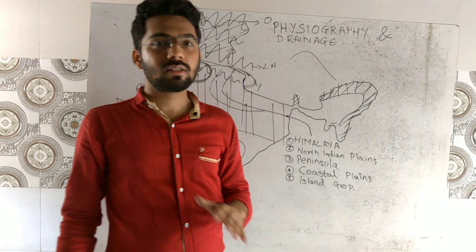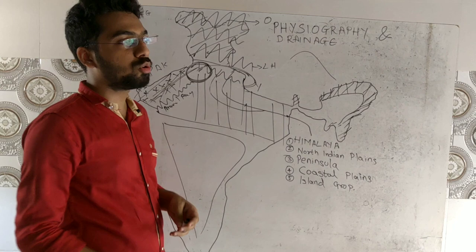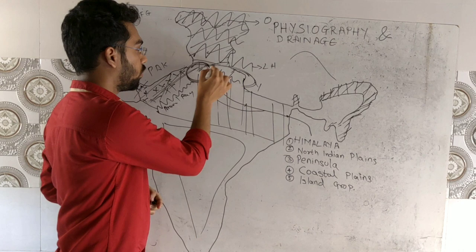So the Punjab plain we will talk about. The Punjab plain is mostly formed by the depositional work of river Satluj. Where is Satluj? There is a river Satluj which is flowing in this direction.